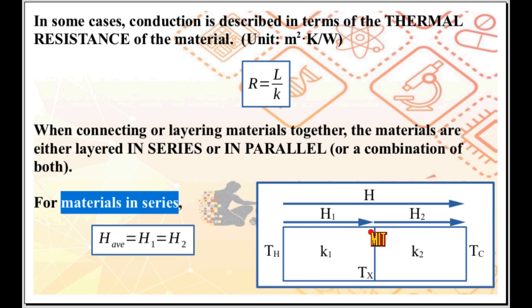The temperature at the border or interface between the two materials, the temperature Tx, will adjust in such a way that the heat transfer rate H1 through material 1 is just equal to the heat transfer rate H2 through material 2. H1 is equal to H2. There's only one heat transfer rate value through the object for materials in series. So H average is equal to H1 is equal to H2.